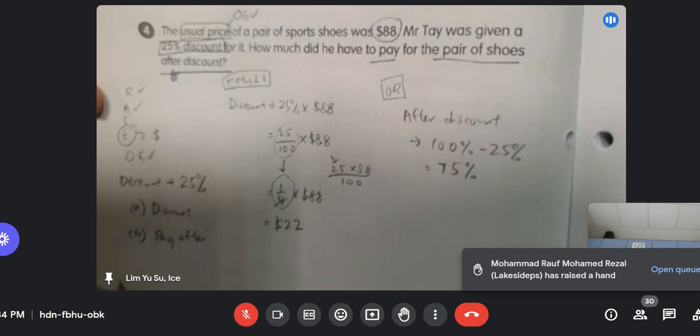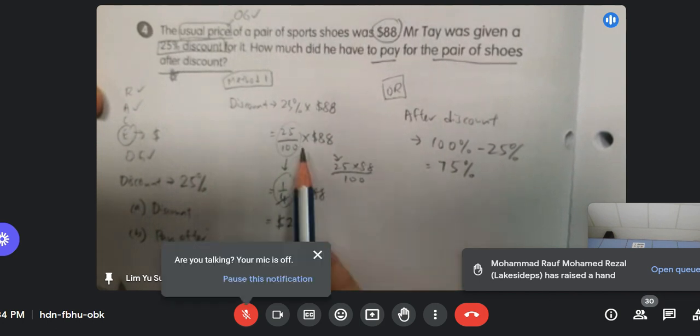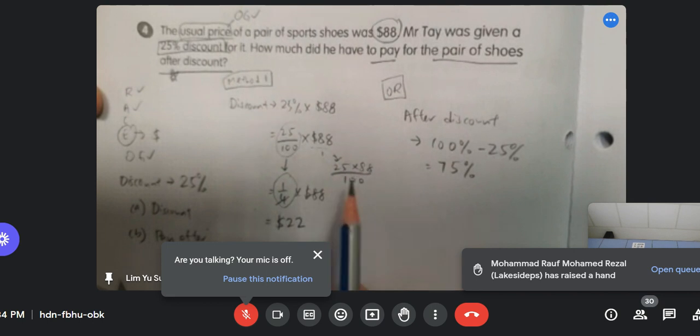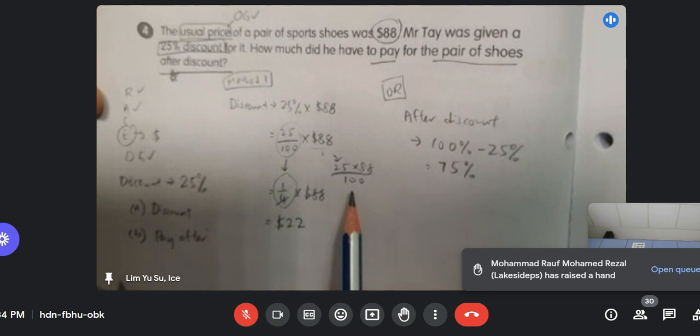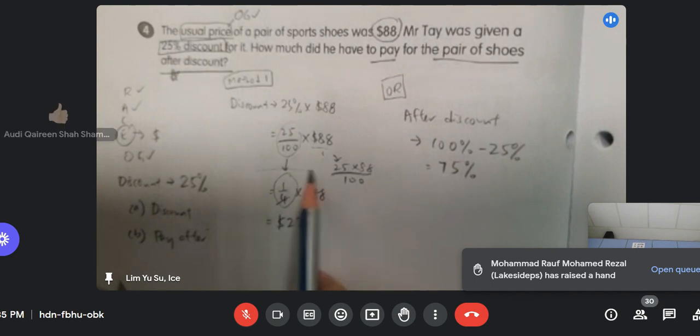If my fraction is not so good, I don't know how to simplify. I have to do the long steps: numerator times 88 over the denominator, which is 25 times 88 divided by 100. Very long steps. It will still work, honestly, but it will be a lot more steps and more possibility of making mistakes. So I strongly encourage you to practice your fractions.